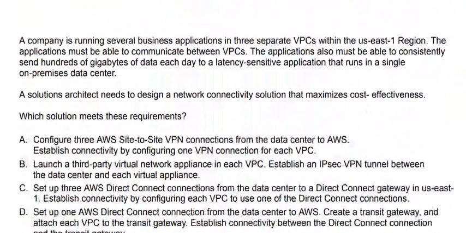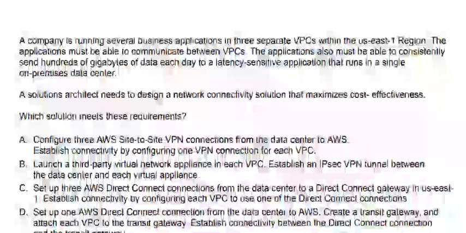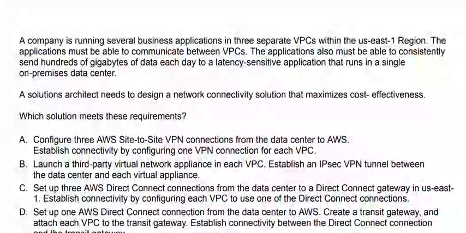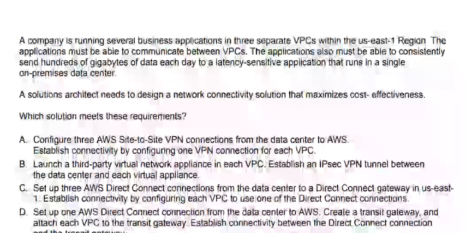Moving to next question. A company is running several business applications in 3 separate VPCs in the US East 1 region. The applications must be able to communicate between VPCs. The applications also must be able to consistently send hundreds of gigabytes of data each day to a latency-sensitive application that runs in a single on-premises data center. A solutions architect needs to design a network connectivity solution that maximizes cost effectiveness. Which solution meets these requirements?